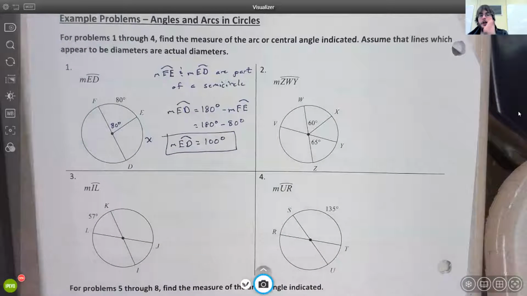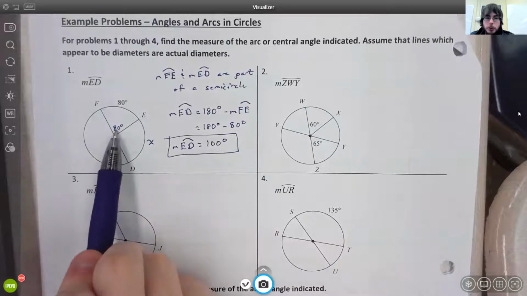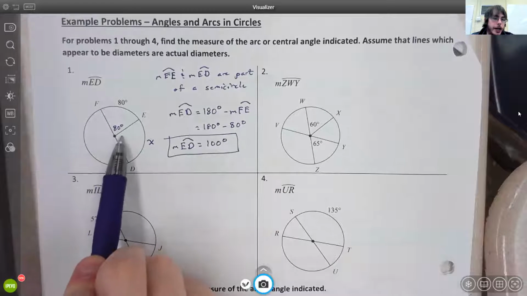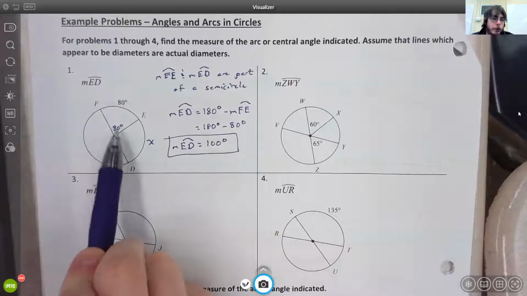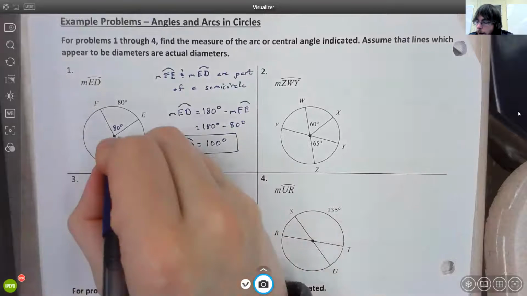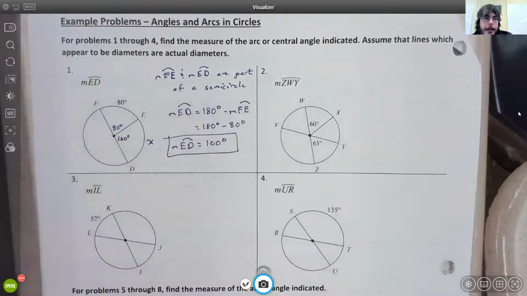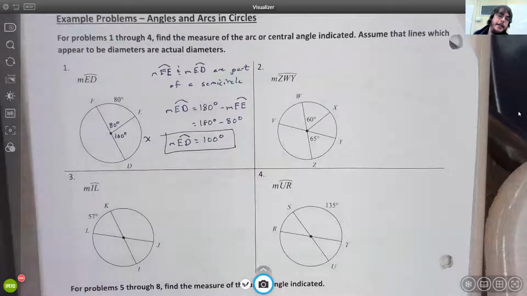Okay. The other way you could have done that is knowing this was 80 degrees, so this would have to be 100 degrees because they form a supplementary linear pair, and then that would make your arc ED be 100 as well. All right, let's look at number 2.